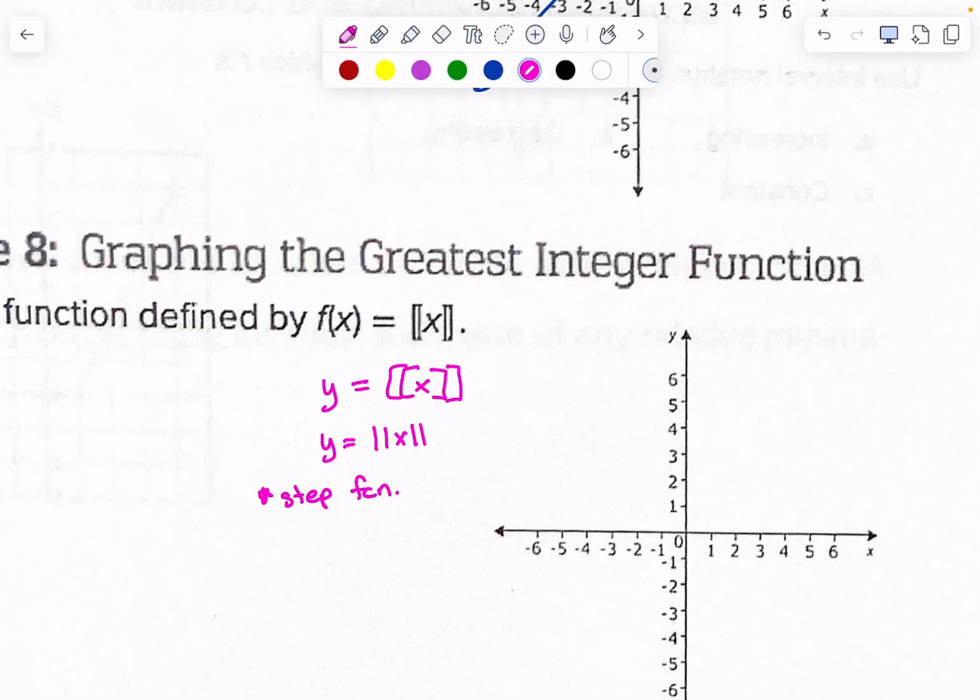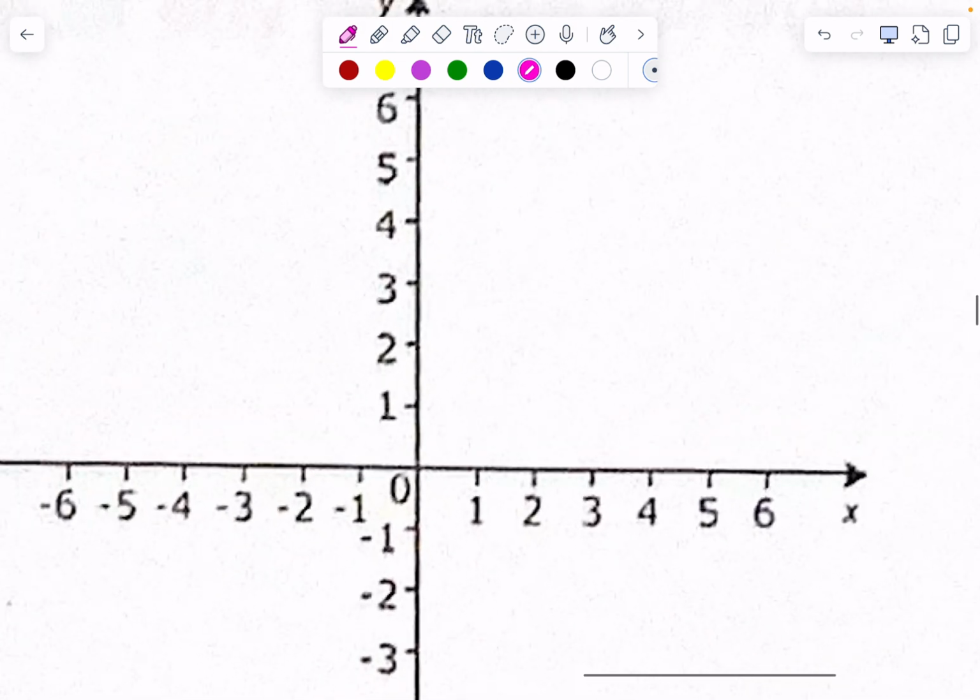Okay. It's called a step function. It's what a greatest integer function is. All right, now here's how a greatest integer function works. Let me just graph it for you. Here's what a greatest integer function looks like. This is the parent function of a greatest integer function.